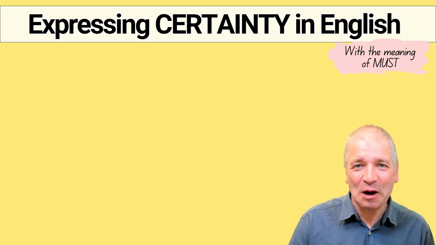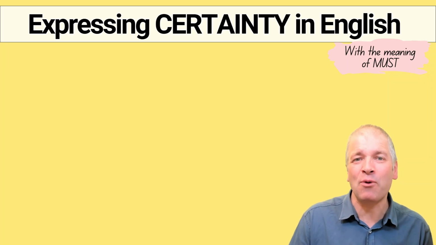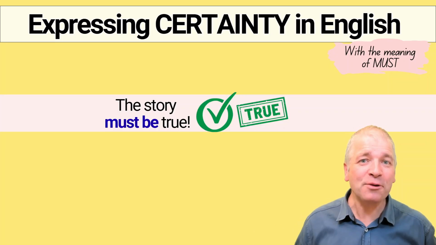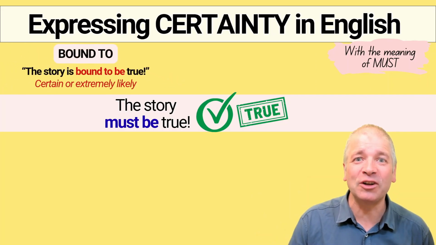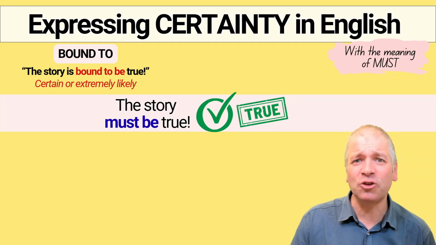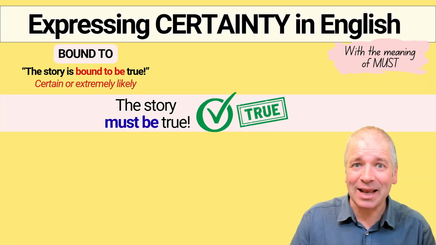Another feature of advanced English is knowing alternatives to modals. And we're going to look at alternatives when you want to express certainty with must. So a typical way of doing this could be, the story must be true. I'm certain that it's true. But we have some alternatives like these. Bound to. The story is bound to be true. This means certain or extremely likely.